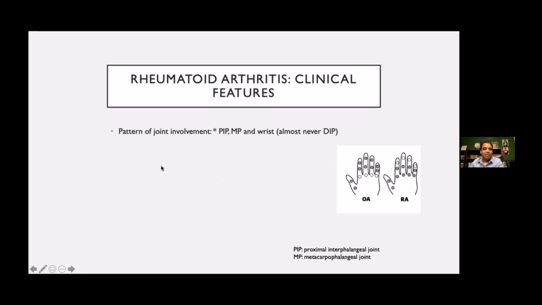Now, as I mentioned earlier, the typical pattern of joint involvement is the PIP joint, then the MCP joint and the wrist. Those are the typical features, and almost never the DIPs. Here you have rheumatoid arthritis on your right side and osteoarthritis on your left. In osteoarthritis, you have DIP involvement, and you don't have involvement of the DIP in rheumatoid arthritis. So DIP involvement is exclusively not rheumatoid arthritis. Typically, it could be osteoarthritis or psoriatic arthritis. Those are the two typical causes of DIP involvement, but not rheumatoid arthritis.